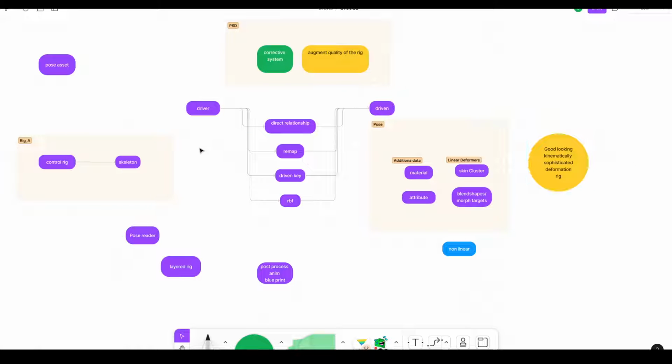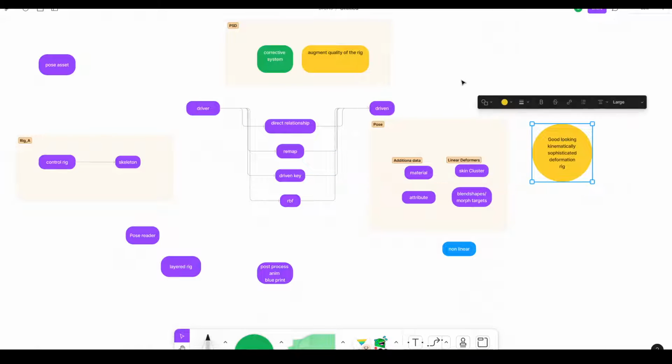But if you want to augment the quality of the rig, implement a corrective system in order to have a good looking end rig, what you need to solve is stuff like biceps, collision meshes, or the knee, when it rotates, it does not collapse on itself, which is the classic problem, or even on a robot, whatever you can think of.